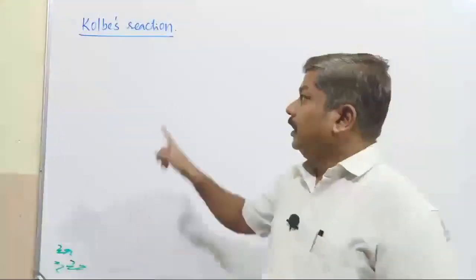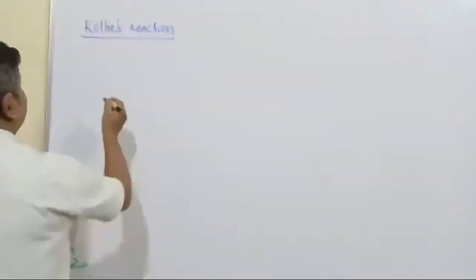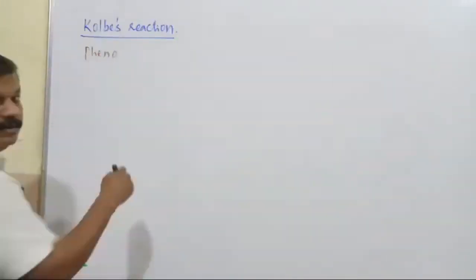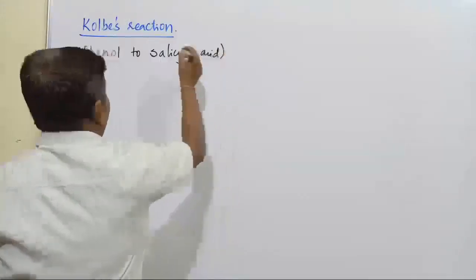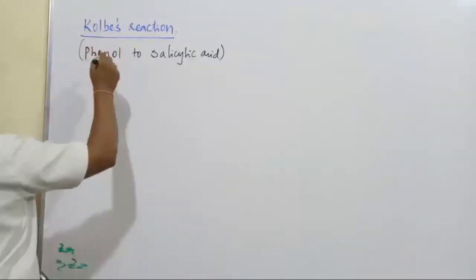acid. In the case of Kolbe's reaction also, phenol gets converted into what? Salicylic acid. So here the phenol is converted into salicylic acid compound. So phenol is converted into what? Phenol to salicylic acid. This is the reaction which takes place in Kolbe's reaction, right? Phenol is converted into salicylic acid compound.